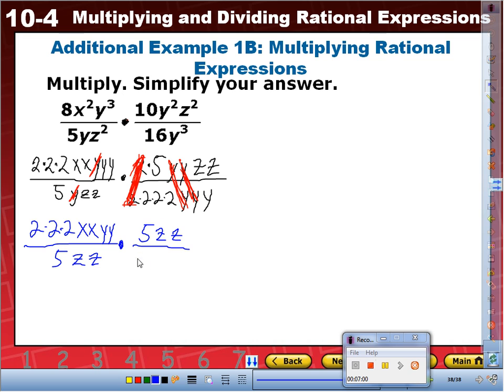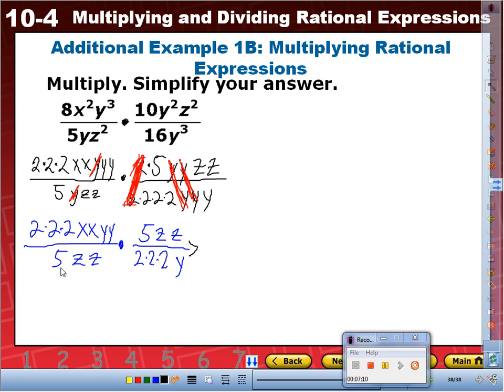5z over 2 times 2 times 2 times y. Are we there so far? Since we cannot simplify anymore, now we're going to multiply the numerator times the numerator. Check this out. Instead of writing parentheses, notice that there's no addition or subtraction, so I'm just going to put dots in between for multiplication, yes?